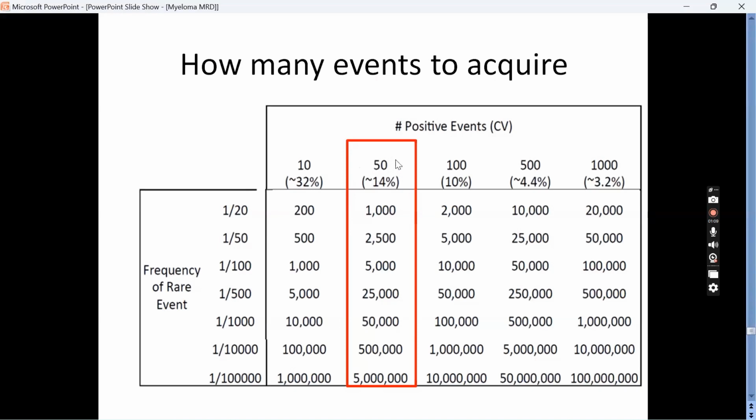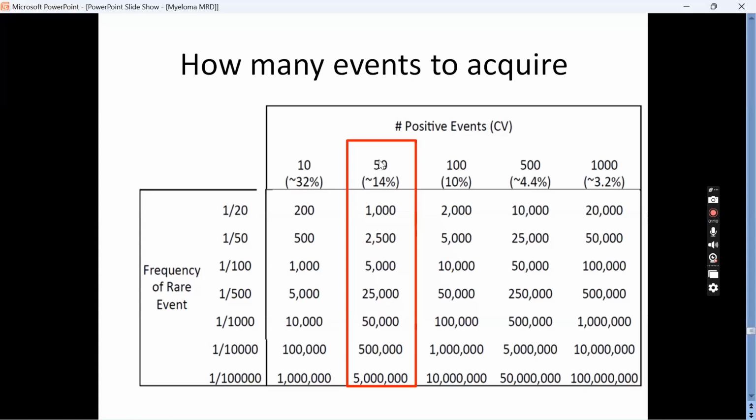Okay, when it is 50 events, the confidence level increases because there is less chance for stray events or non-specific events, 50 in number, to form a disease population. So when I take 50 as the number, I need to acquire 5 million events to attain a sensitivity of 10 to the power of minus 5. That is 1 in 1 lakh cells.